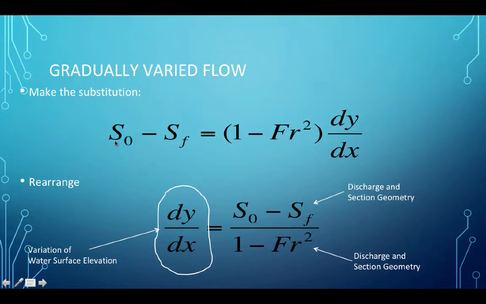So now we'll make the substitution, and we now have S0 minus S sub f equals 1 minus the Froude number squared times dy dx. We'll rearrange this formula, and now we have what's called the gradually varied flow equation. So the variation in water surface depth is equal to S0 minus S sub f over 1 minus the Froude number squared. This S sub f term is determined by discharge and section geometry. The Froude number term is also determined by discharge and section geometry, and this term S sub 0 is simply topographic slope.